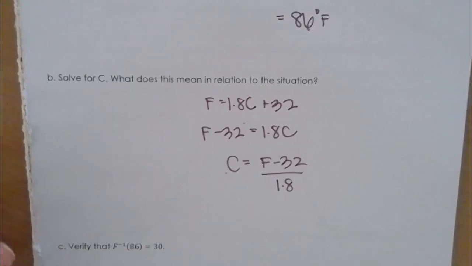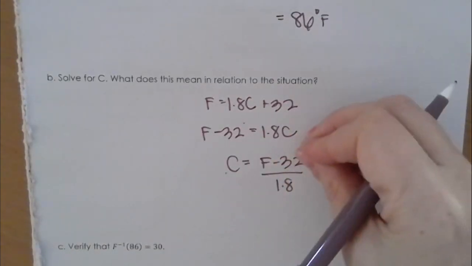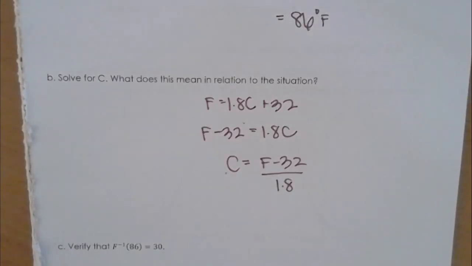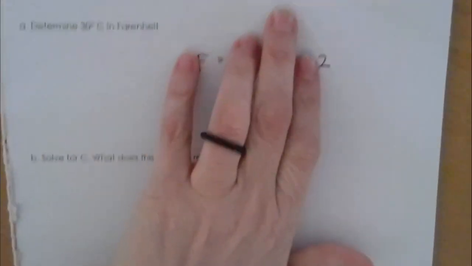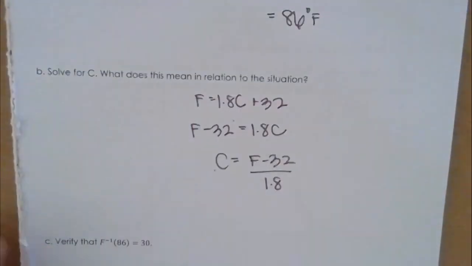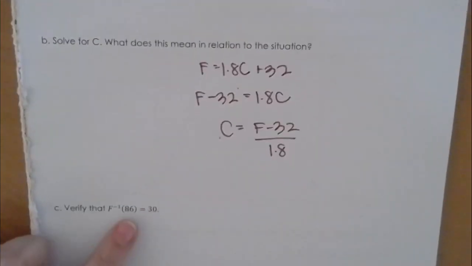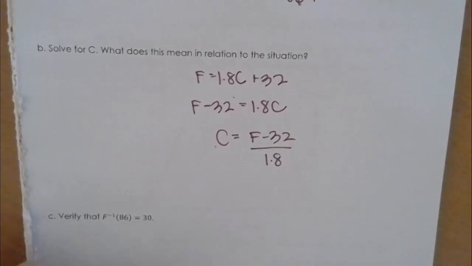What this means in our situation is that if I have my Fahrenheit now, I could convert it to Celsius with just an easy substitution. Now you could go to this one and do the solving, but this already gets it ready to find my Celsius. So verify that the inverse at 86 equals 30.